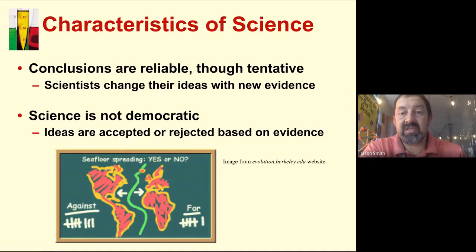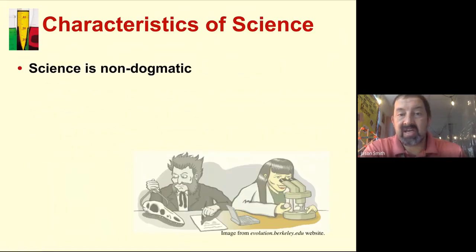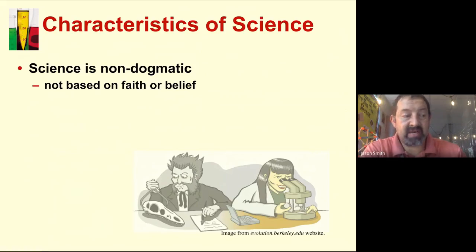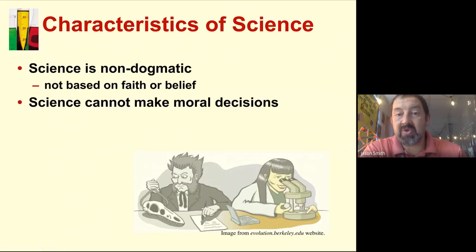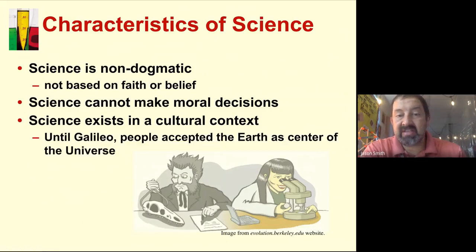Ideas are accepted or rejected based on evidence. So we have to have that proof of something happening. Science is non-dogmatic, meaning that it is not based on faith or belief. It's not whatever we want to happen. Science cannot make moral decisions. Science exists in a cultural context. Until Galileo, people accepted the Earth as the center of the universe. Galileo used his telescope to prove that things weren't exactly moving around us, but moving around other bodies.